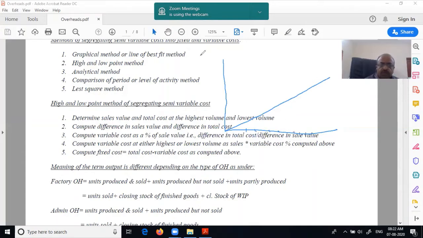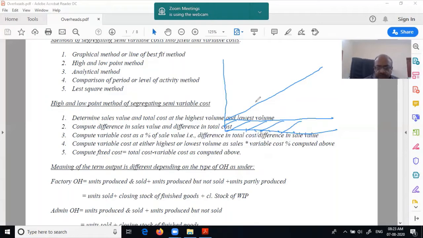Now, what about semi-variable cost? It has both fixed cost as well as variable cost. Therefore, it is like this: this goes straight, and this goes up from here. That's the idea. So what they are asking you to find out is how much is the fixed cost. Once you find the fixed cost, then it will be easy.